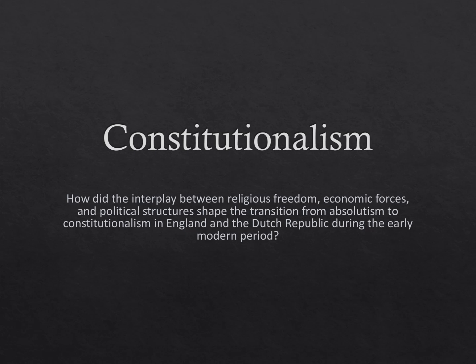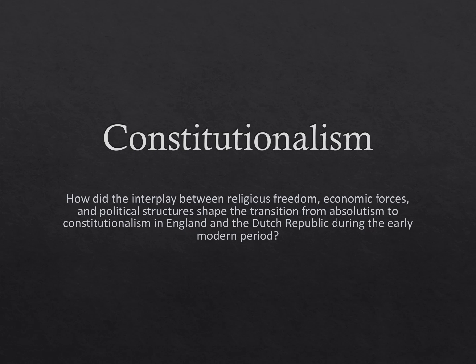Welcome back, everybody. And today we're going to be going over a political theory called constitutionalism. The focus question is going to be, how did the interplay between religious freedom, economic forces, and political structures shape the transition from absolutism to constitutionalism in England and the Dutch Republic during the early modern period?